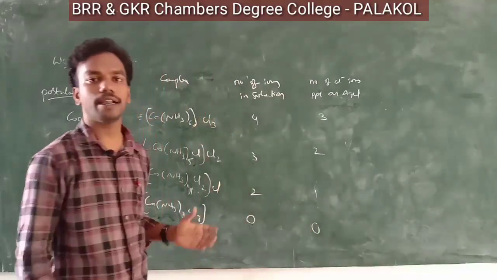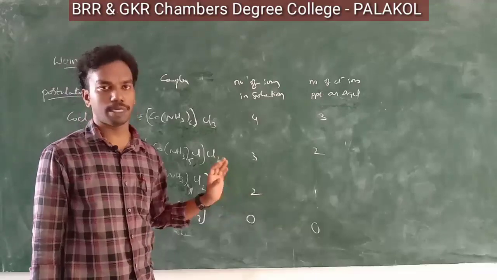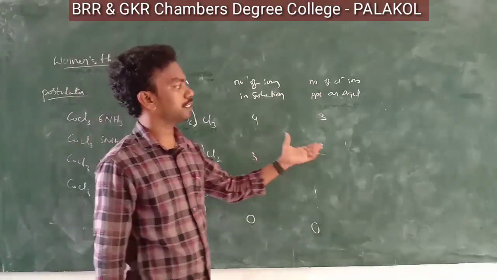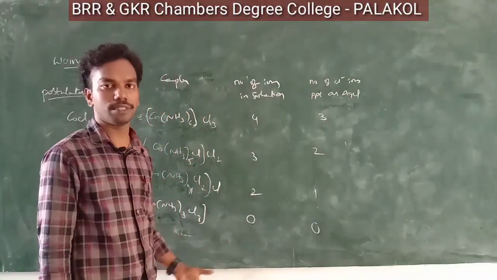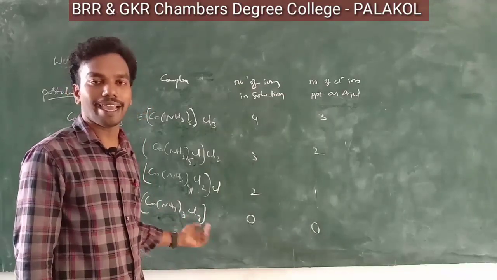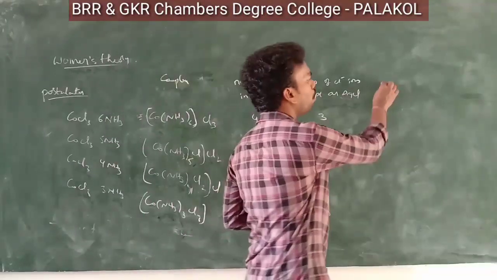So no chloride ions are precipitating. That is, these 3 complexes will give white precipitate, but the fourth one will not give any white precipitate because it does not react with the Ag plus. Because here 3 chloride ions are in the coordination sphere, they are not in free state, not in ionic state. Okay.